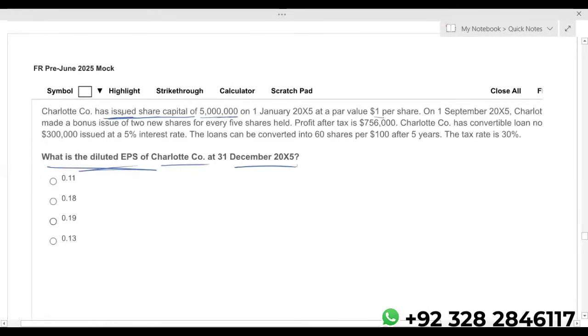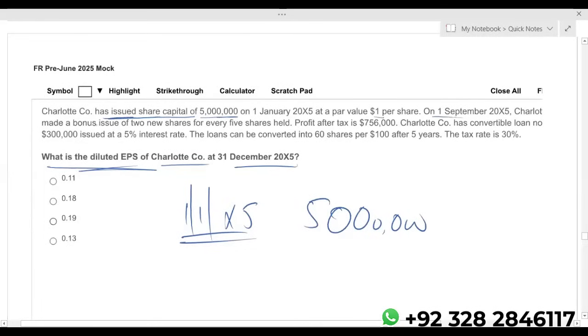Now listen to me carefully. Issued share capital is 5 million, and par value is also $1. In that case your number of shares and capital both are equal. Otherwise, ordinary share capital divided by par value gives you the number of issued shares. But when par value is $1, the amount of share capital and number of shares will be the same. So on 1 January X5, you have 5 million shares.